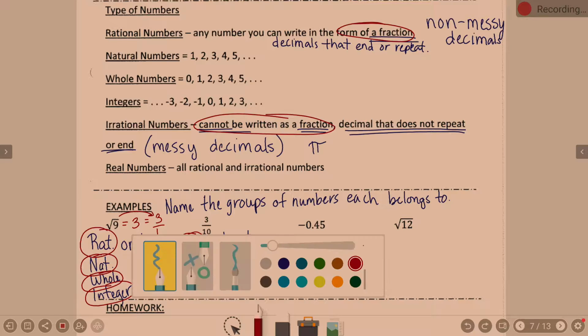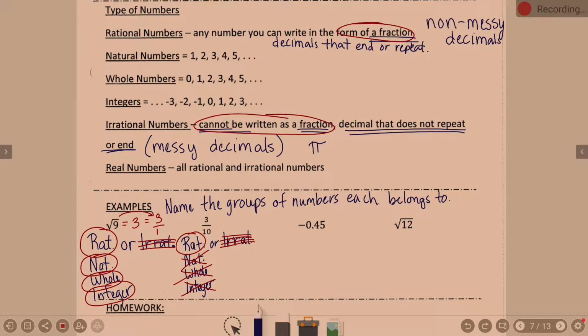Okay? Next example. Let me write out my options here real quick. We're going to ask rational or irrational in a moment. Don't answer me yet. We're going to ask if it's natural. We're going to ask if it's a whole number.